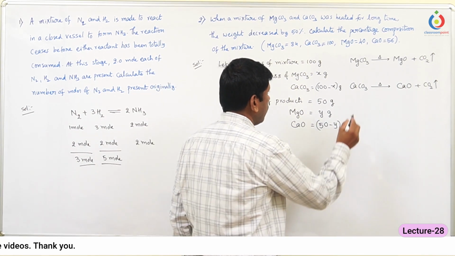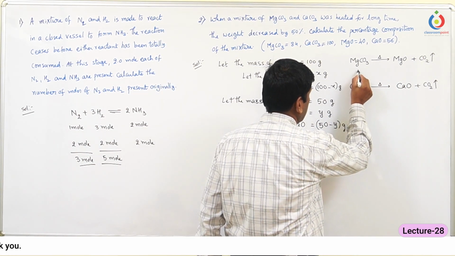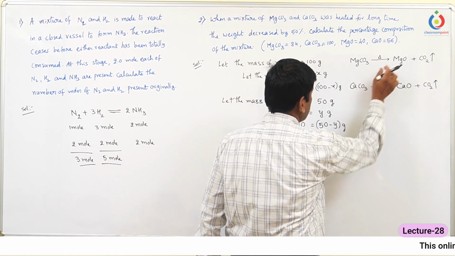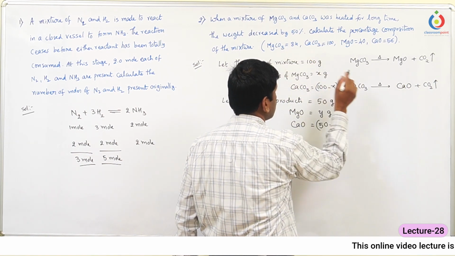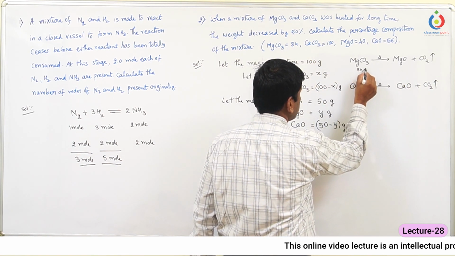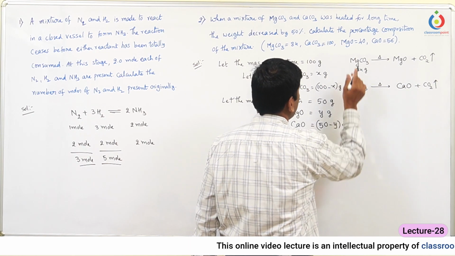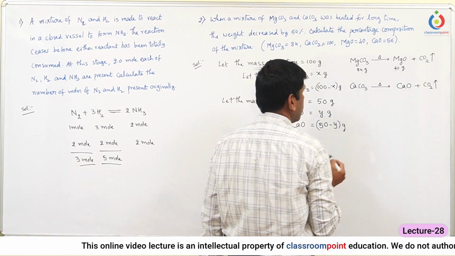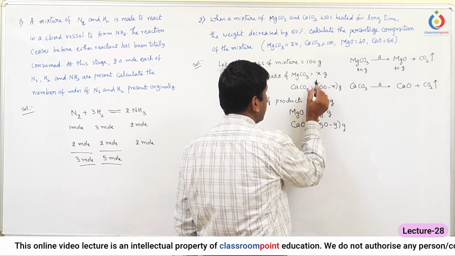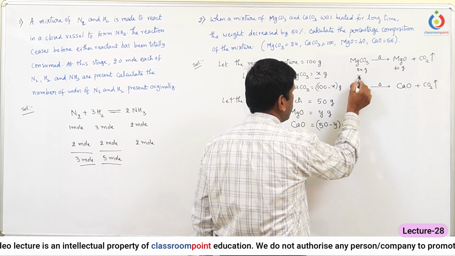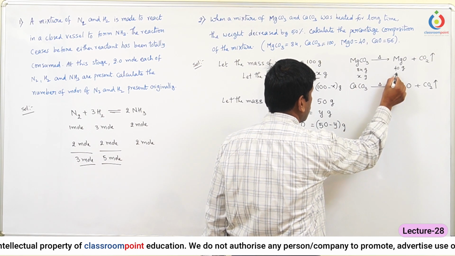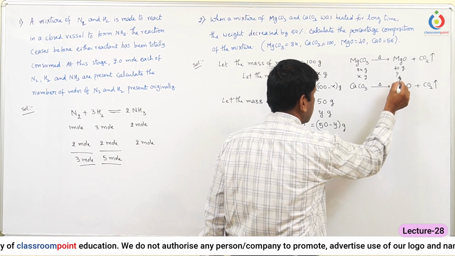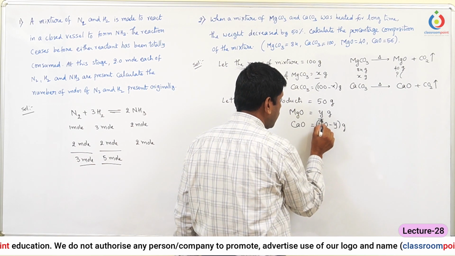Now here, what we have seen is X grams. Actually from the balanced equation, the molecular mass is given: 84 grams of magnesium carbonate produces 40 grams of magnesium oxide. Then X grams of magnesium carbonate can produce how many grams of magnesium oxide? This mass only, here we call as y grams.